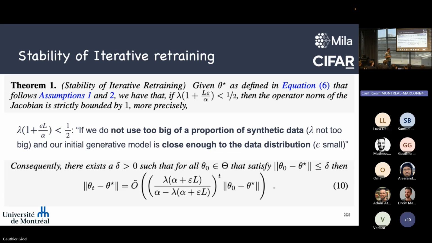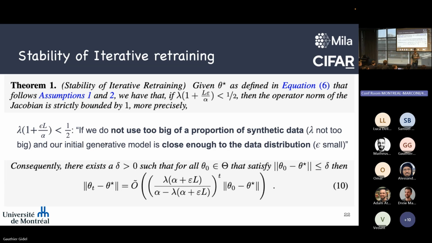I would say though that this theory is suboptimal, and we suspect that we should have a lambda times epsilon condition. So if you start close enough, you should be stable; the closer you start, the more you will allow for a lot of synthetic data. And I can tell you that we had a breakthrough today in the proof. We're able to prove it, but it's not published yet.